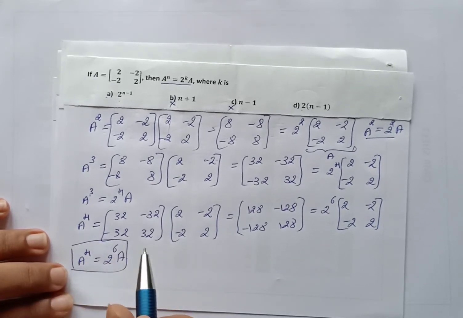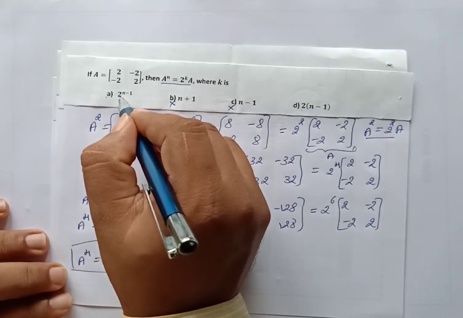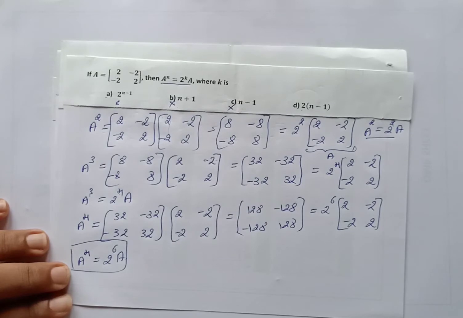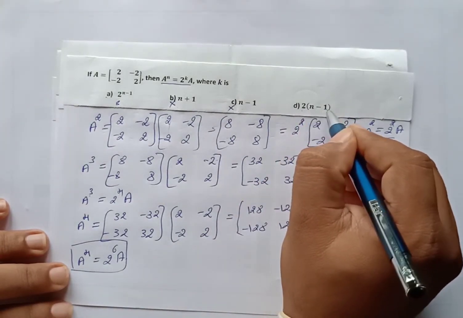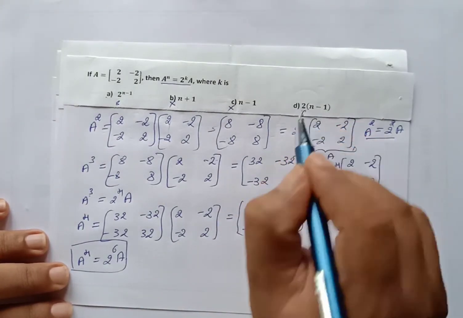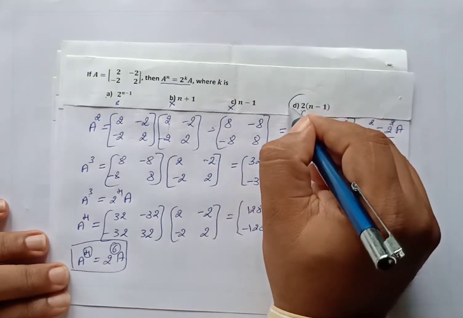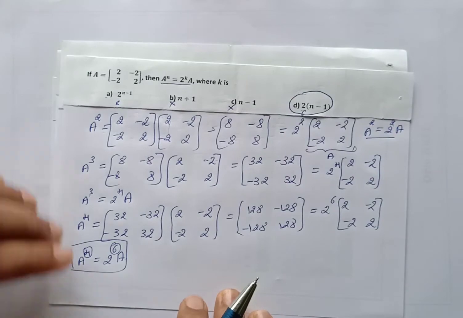Now we will try. If you take n equal to 4 here, what will happen? 4 minus 1, 3. 2 to the power 3 is 8. Here we are going to get 8. 4 minus 1, 3, 3 times 2, 6. That means k is 6 when we substitute n equal to 4. So the correct answer is option D.